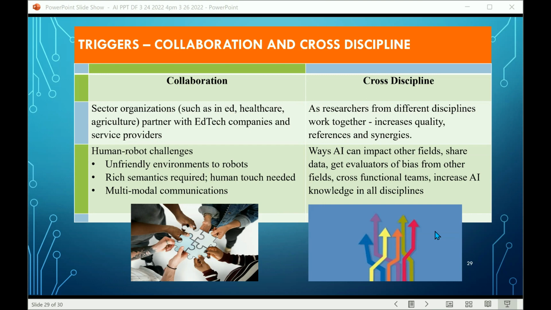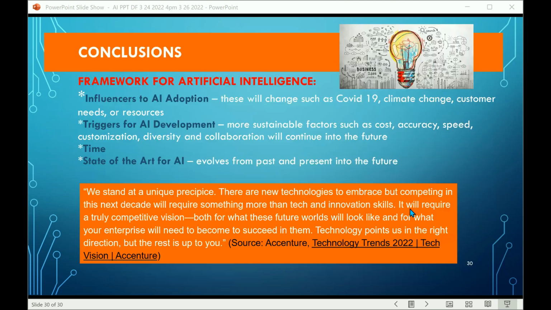So in conclusion, we presented a framework for artificial intelligence that has influencers to adoption, triggers for adoption over time that influence the state of the art for AI. We stand at a unique precipice. There are new technologies to embrace, but competing in this next decade will require something more than tech and innovation skills. It will require a truly competitive vision, both for what these future works will look like and for what your enterprise or organization will need to become to succeed in them.